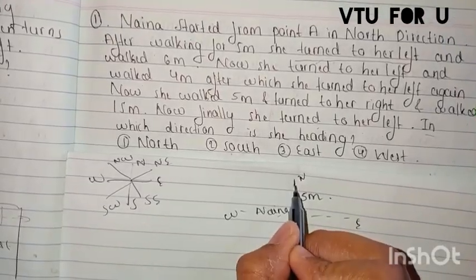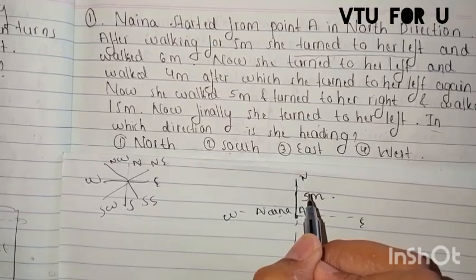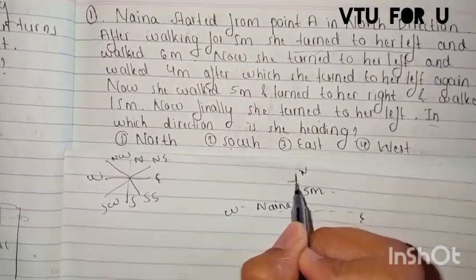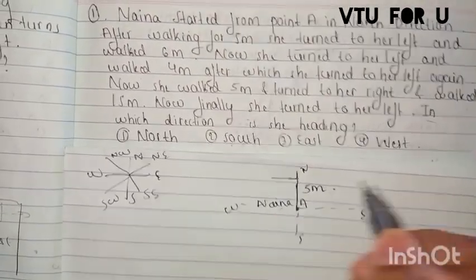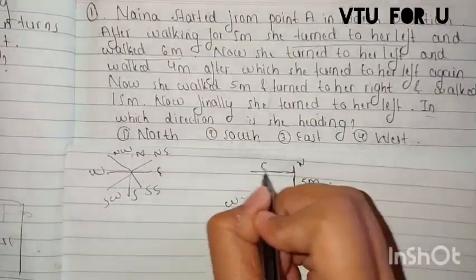Consider you are standing here and in a north direction. Which is your left hand side at that moment? This is your left hand side at that moment in a north direction. She turned to her left and walked 6 meters. She is gonna walk for 6 meters here.